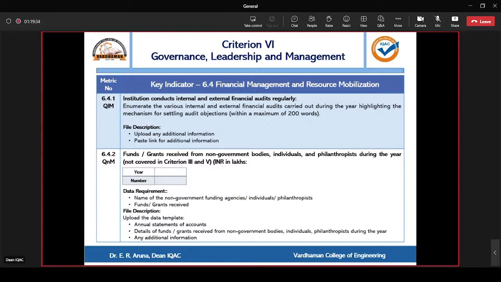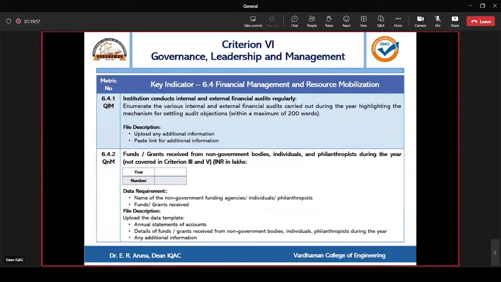So these are the funds we have received from NGOs, that is non-governmental organizations, or individuals or philanthropists. And here they have given a prescribed template, which contains the year, name of the non-government funding agency, funds or grants received, and the initiative towards which we have received the fund.